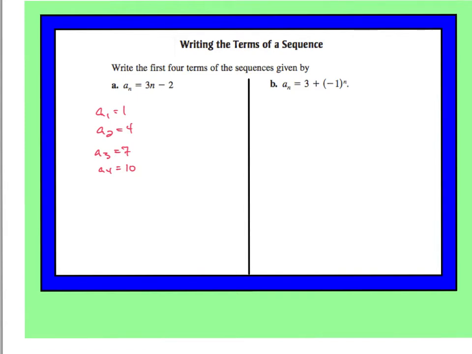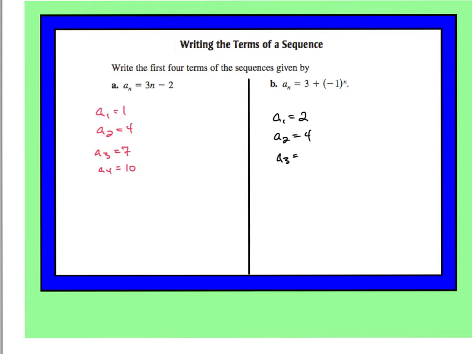Now my rule here is A sub n is equal to 3 plus the quantity negative 1 to the power of n. I need to write my first 4 terms. So A sub 1: if I substitute in 1, I get negative 1 to the power of 1, which is still negative 1, plus 3, we get 2. Then I need to find A sub 2. I substitute in 2. Now I have negative 1 squared, which is 1. 3 plus 1 is 4.